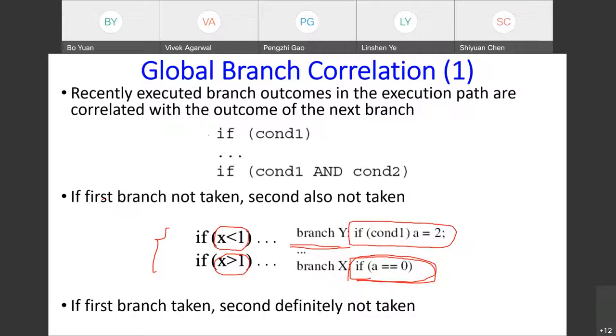And also some other examples. For example, here, if this branch is not taken, that means that condition one is not true. So we know that condition one and condition two will not be true as well. So this branch will not be taken as well. So we can see that in practice, in many cases, whether to take one branch for the current instruction depends on the outcome of the previous branches. Is that right? So there exist some correlations among the different branches.